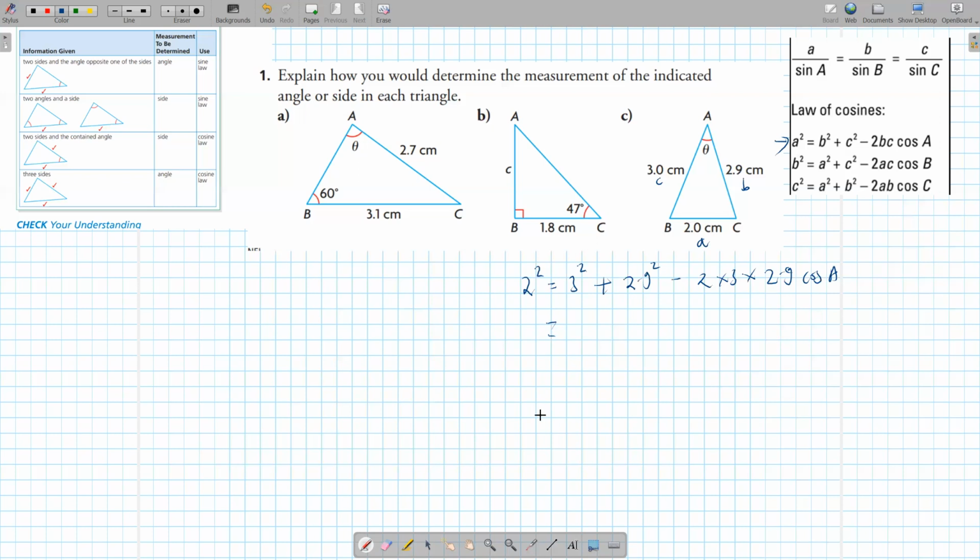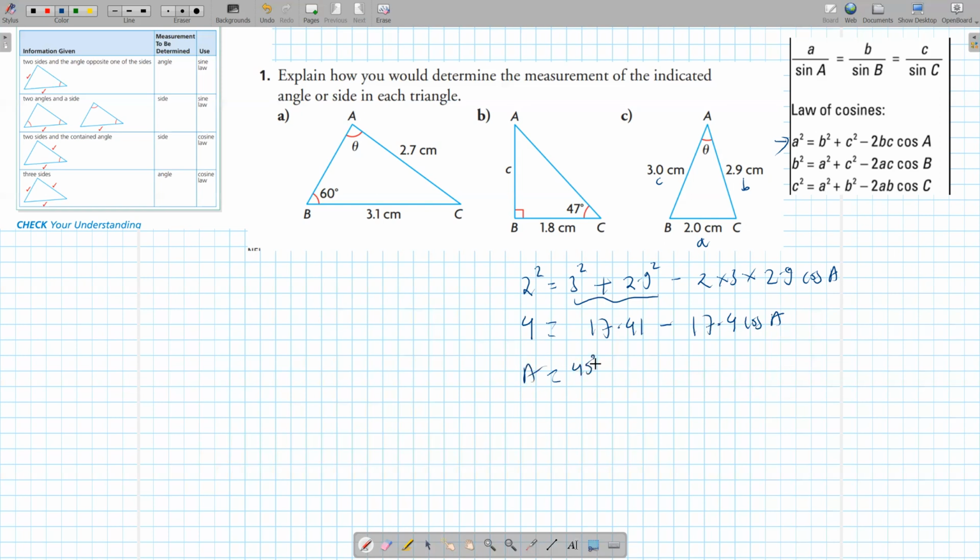How do we solve this for A? If you remember, first you square them all. So 4, and I can just add this bit: 3 squared plus 2.9 squared, that'll be 17.41. And then I can also plug in 2 times 3 times 2.9, so that'll be 17.4 cosine A. Now what? You would subtract 17.41. That's correct. So 4 minus 17.41, and then you would divide. And then you just do cos inverse of whatever you get, and that gives us A is 40 degrees.